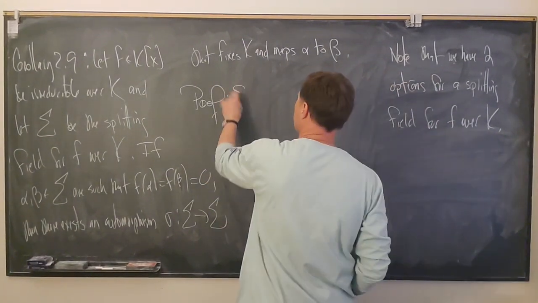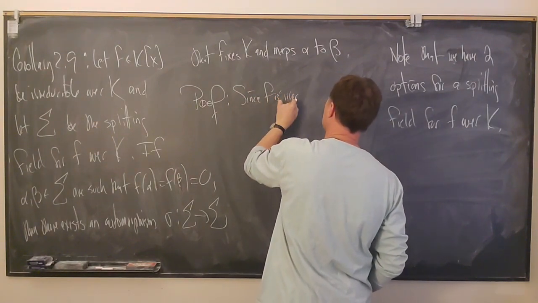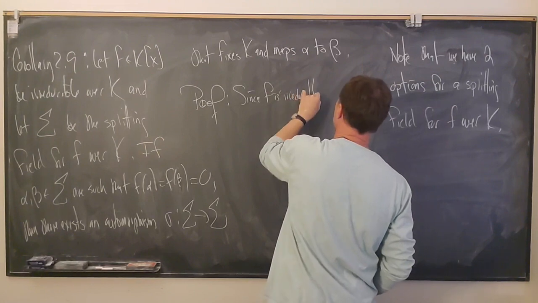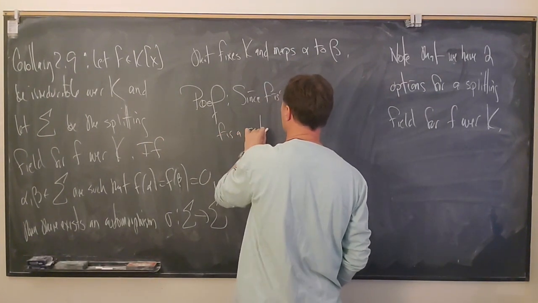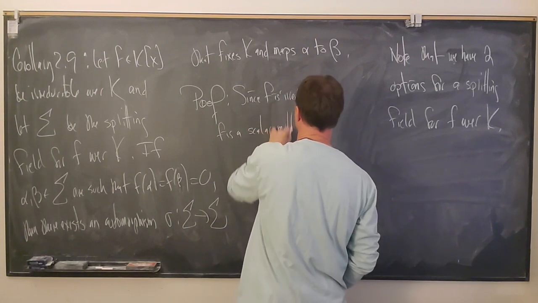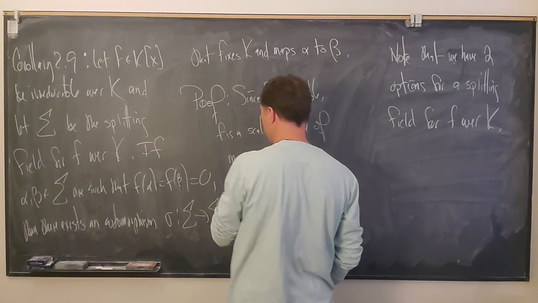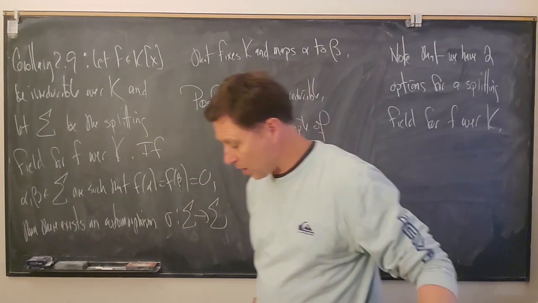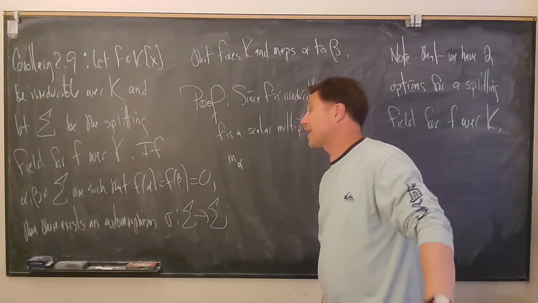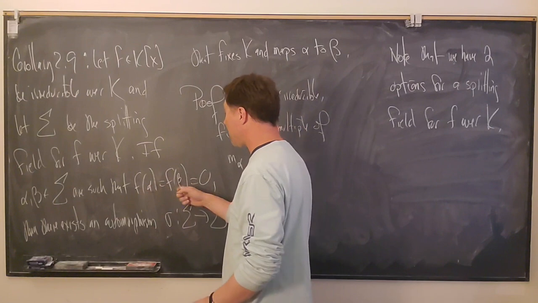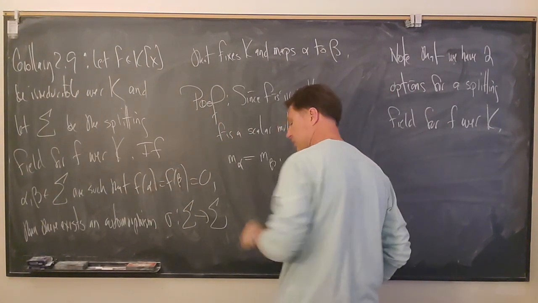So since f is irreducible, f is a scalar multiple of m sub alpha and also m sub beta. Oh, and in fact, well, it's going to have to be the same polynomial, right? Because alpha and beta are both roots of f, so m sub alpha equals m sub beta.